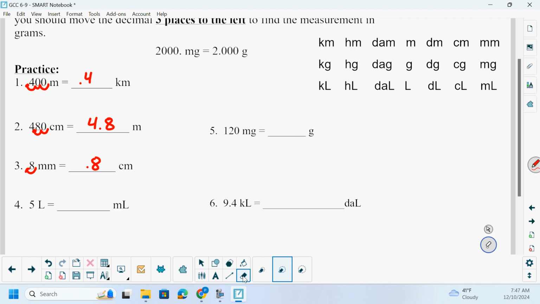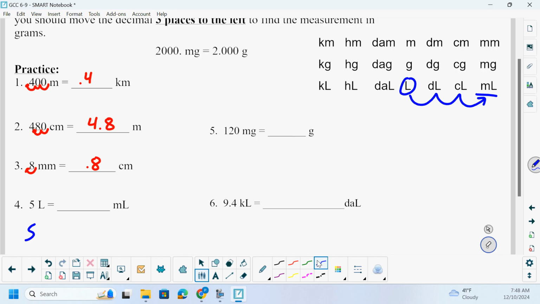All right, we're going liters to milliliters. So here's liters. We want to go to milliliters. So we're going 1, 2, 3 to the right. I'm going to bring it down here just so we have more room. So here's our decimal right now. We are going 1, 2, 3 to the right. Well, all those blanks we just fill in with zeros. So this is 5,000 milliliters.